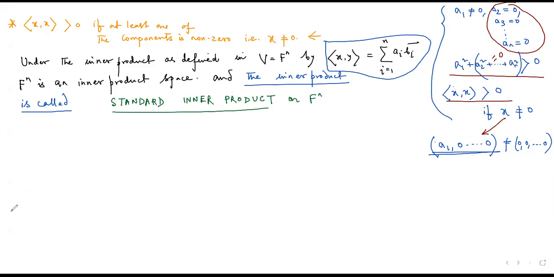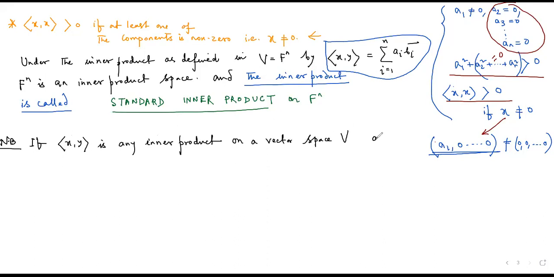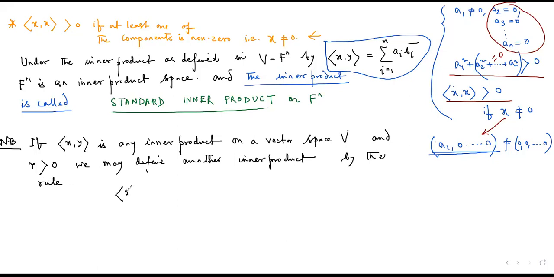And this important note over here: if x comma y is any inner product on a vector space V, and r is a positive number, we may define another inner product by the rule x, y prime, which is equal to r multiplied by the inner product of x and y.